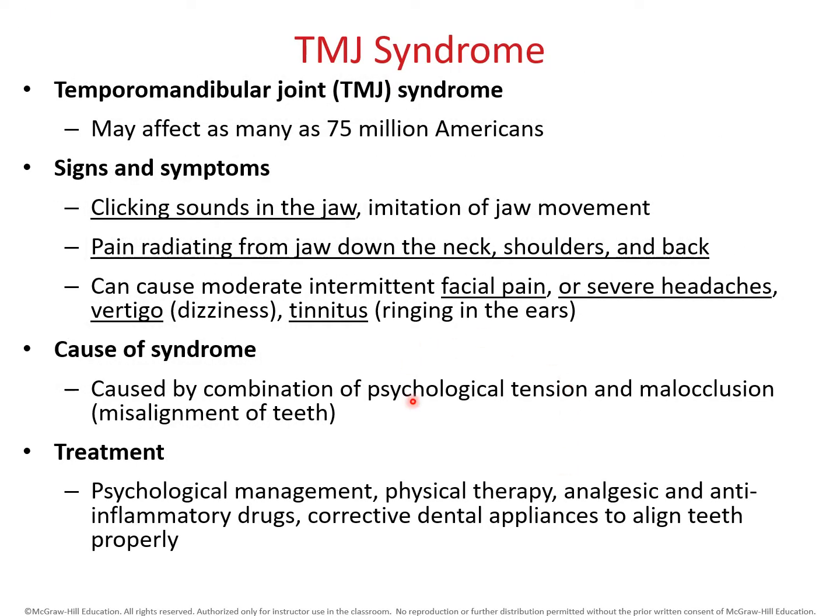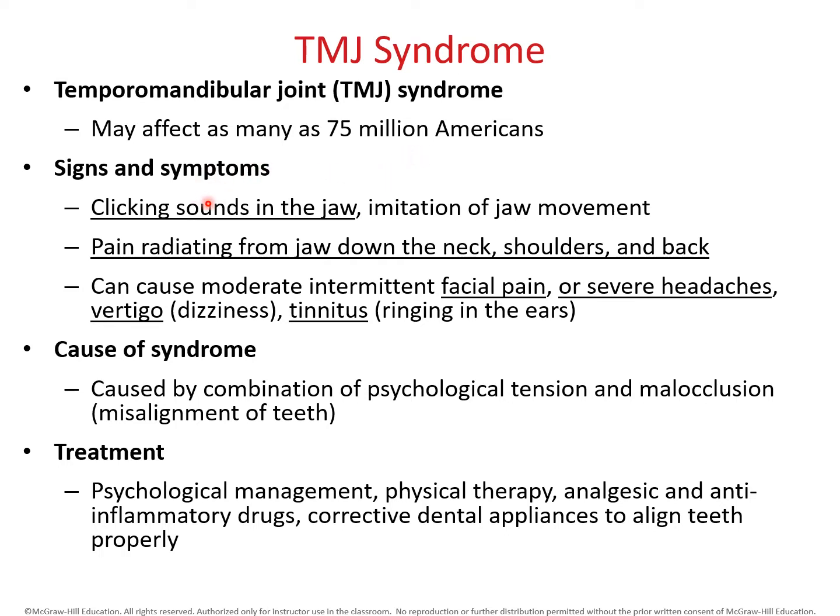Just another slide here, basically repeating what the last slide says with a few extra details. So TMJ syndrome, okay, is a type of TMJ disorder. And it's kind of an elusive little syndrome. It may affect more people than you realize, as many as it says here, 75 million Americans.